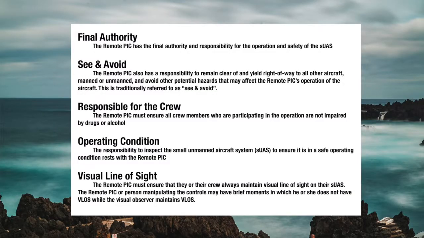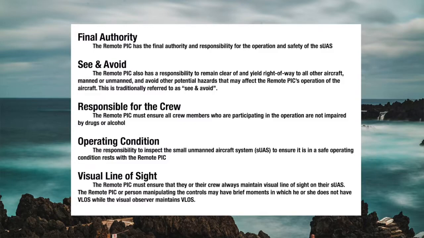Now, you also are responsible for the operating condition of the SUAS. The responsibility to inspect the small unmanned aircraft system, the SUAS, to ensure it is in a safe operating condition rests with the remote PIC. So you have to make sure your drone is in good condition and it's able to fly. If your propeller had a nick on it and it crashes and hits somebody, it's on you. You have to make sure the drone is in a good condition to fly.